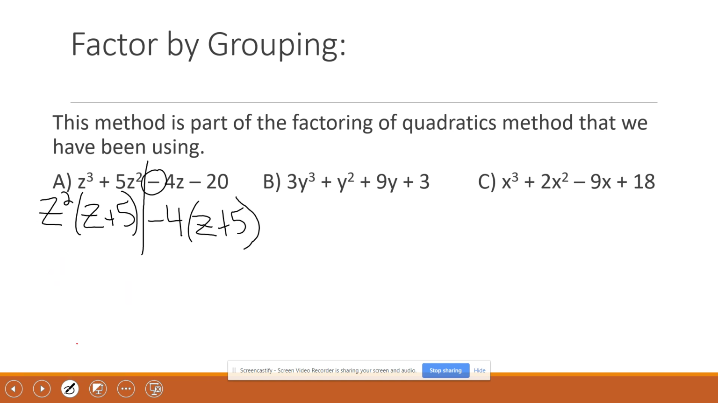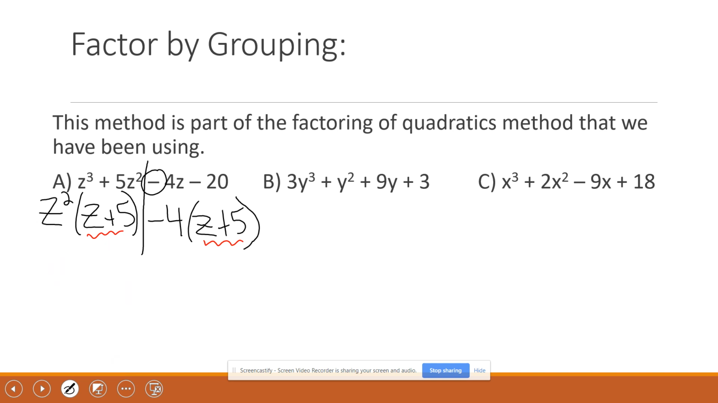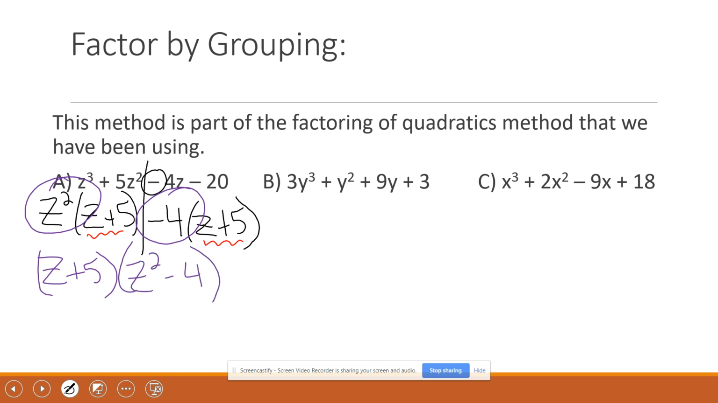And so at this point is where we would say, how do we know that we've done our factoring correctly so far? It's because these parentheses match. So z plus 5 is one of our answers. And then we pulled out z squared minus 4, which is the other part.